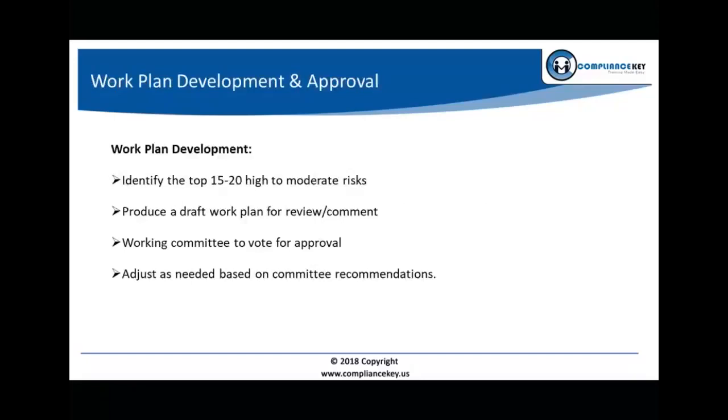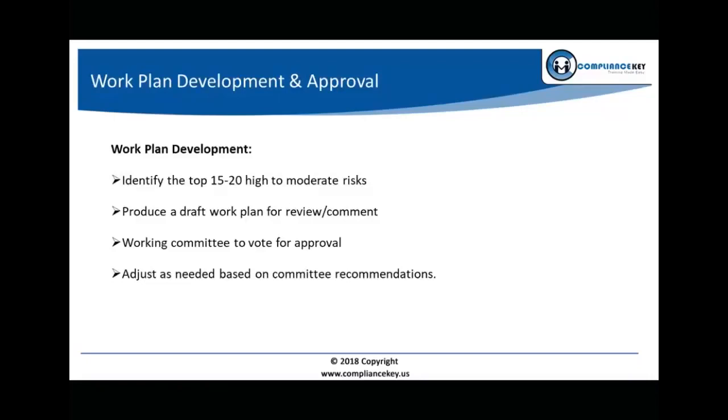So just some of the logistics with the work plan development. Again, it's going to vary a little bit depending upon the size and scope of services of your organization, but generally speaking, identify the top 15 to 20 high to moderate risks that you think there are. You may be in a smaller organization where it may be lower than that, or you may be in a larger organization where it might be significantly higher than that number. But identify these high to moderate risks.